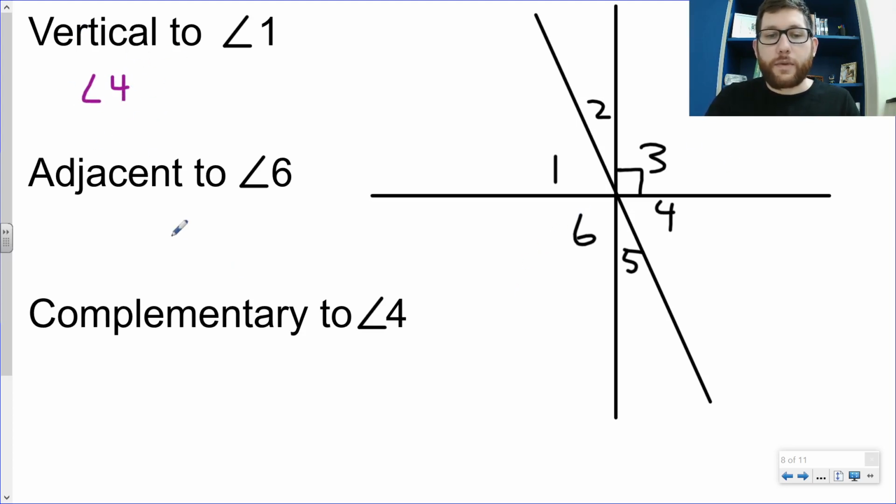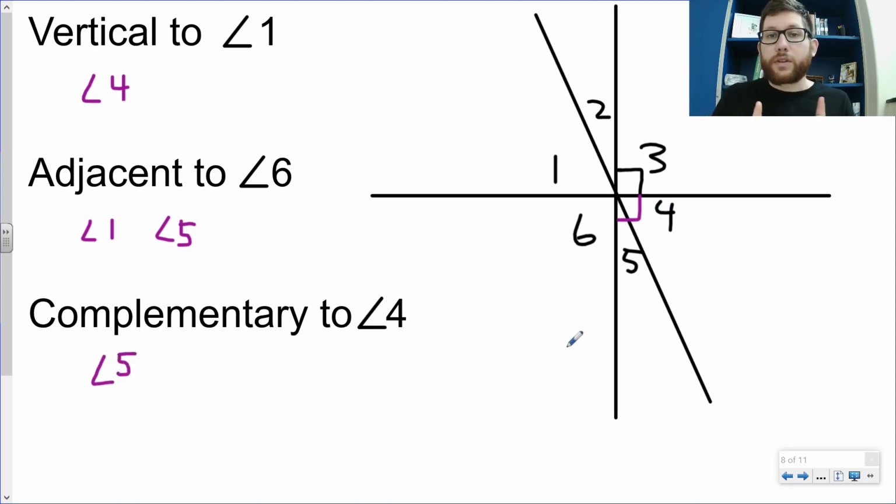Adjacent to 6. Well, that means it shares a side. So I could do angle 1, or I could do angle 5. All right, this is a tricky one. Complementary to 4. So I see a 90-degree angle here. Some people will be tempted to say 3 because it's 90, but remember it adds up to 90. So if I take a look here, I've got a 90-degree right there. So angle 4 and angle 5 would make 90 degrees.